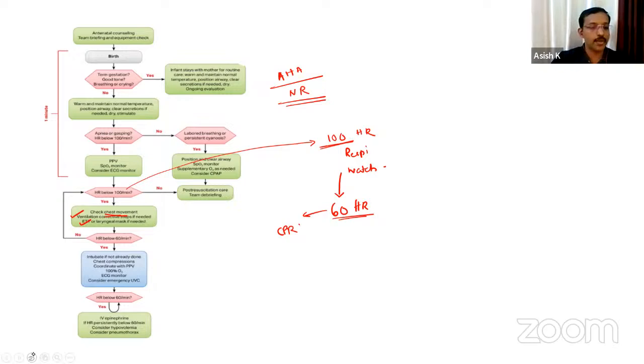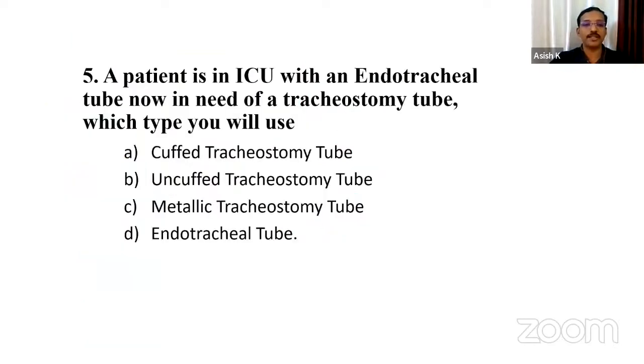When you hear neonatal resuscitation, you have a very high chance of getting this question. Whenever you get a question on neonatal resuscitation, look for two numbers. The first number is 100, the second number is 60. If it is 100, watch for the respiration, watch for the vitals, and keep close monitoring. And if it is 60 or below, go for CPR. So that is another question which we have collected. So this is about neonatal resuscitation.